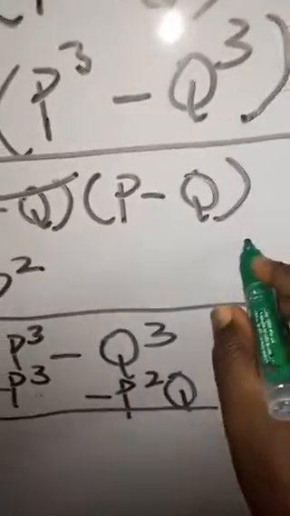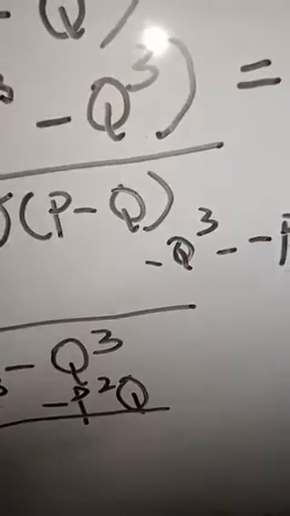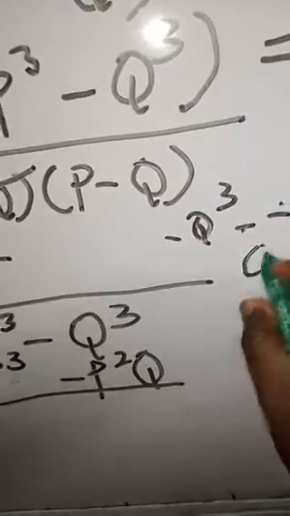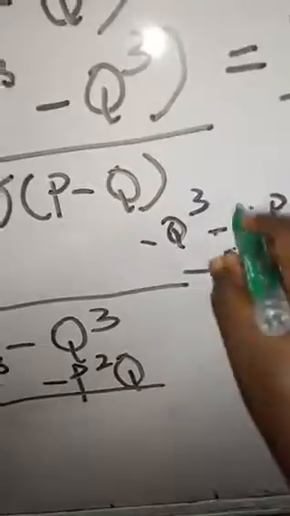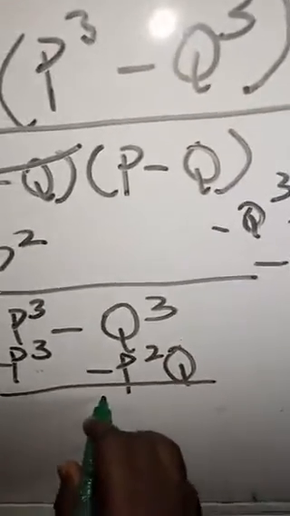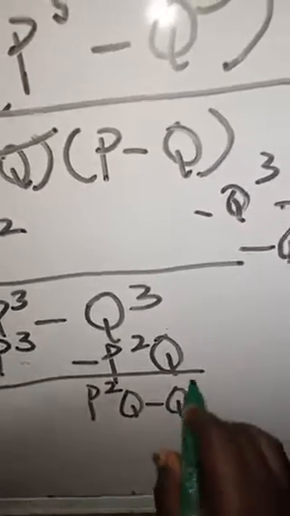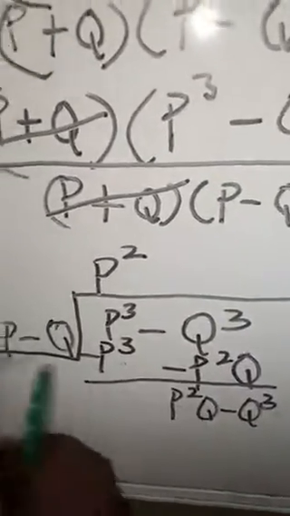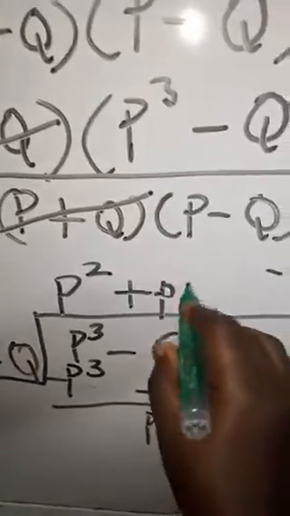Then this one, minus q cube minus minus p square q. So minus times minus will give us plus. So this will be minus q cube plus p square q. So I can now rewrite this as p square q minus q cube. Now let's continue the division. P square q divided by p, then we are going to be left with pq.